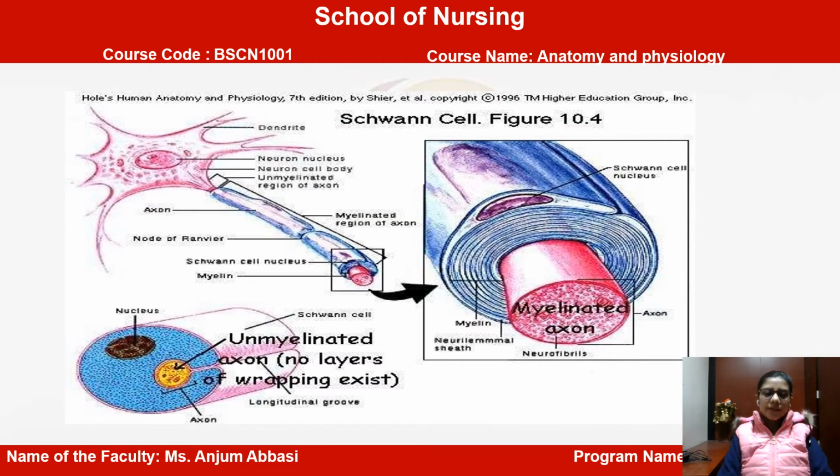So here you can see the diagram of a Schwann cell. Here you can see the cursor. This is a Schwann cell. This is a Schwann cell. This is a Schwann cell, and here you can see the covering. This is the Schwann cell, and this is the covering which is done by the Schwann cell. We can see it is the myelination by Schwann cells.